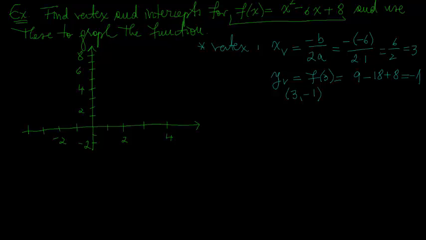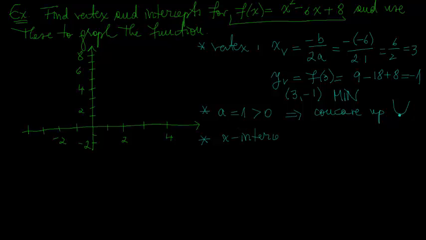We also note that since a, the coefficient of x squared, which is 1, is positive, then I'm going to get a graph that is going to be concave up. So I have a point of minimum for my vertex. In terms of the intercepts, so let's look at the x-intercepts.